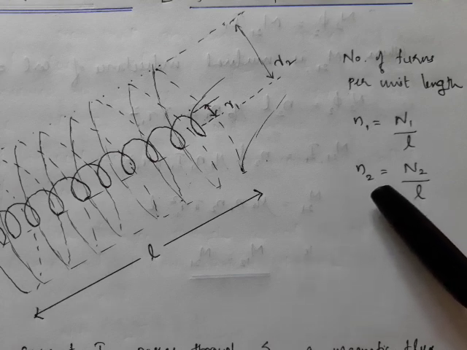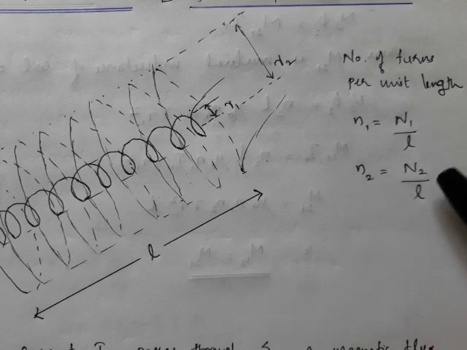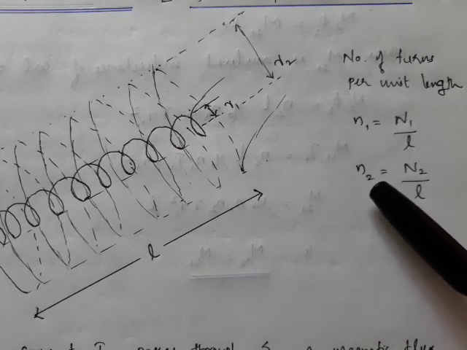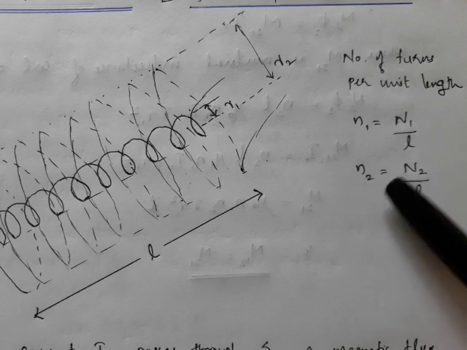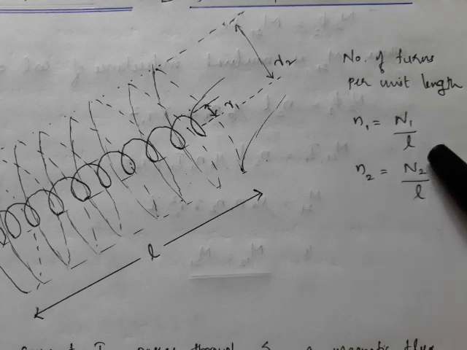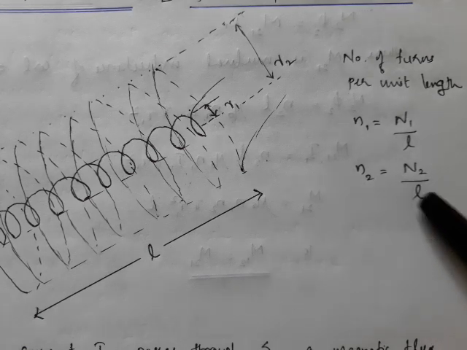And n2, the number of turns per unit length in S2, is equal to capital N2 by L. So here capital N2 is the total number of turns, L is the length, and small n2 is the number of turns per unit length. Number of turns per unit length we obtain by total number of turns divided by length.